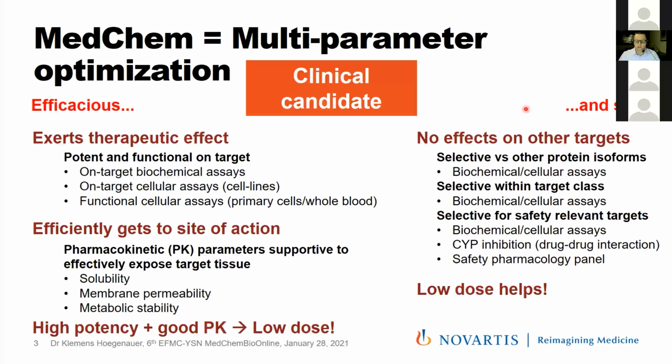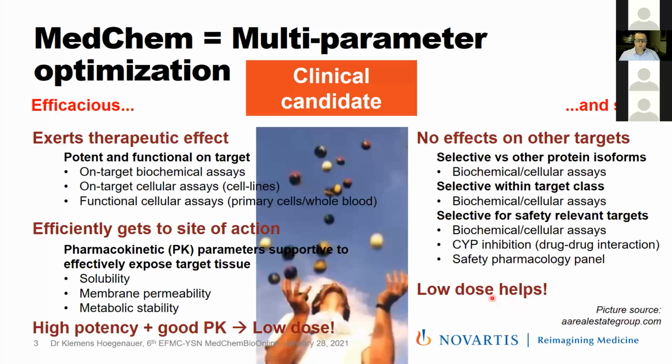But of course, a compound also needs to be safe, so it needs to have no effect on other targets, for example other isoforms of the protein of choice within the target class, and other safety-relevant targets, again assessed by various biochemical and cellular assay systems. And again, a low dose typically helps to get on the safe side. As I mentioned, the art form is actually a multi-parameter optimization. This is also what Alessio and Luc mentioned, to arrive at a good candidate. Today I will focus mainly on how to efficiently get to the site of action, how to dial in the properties that we need in successful drugs.